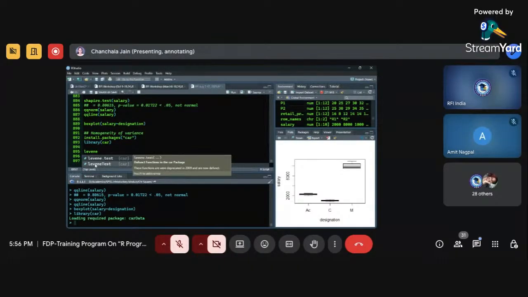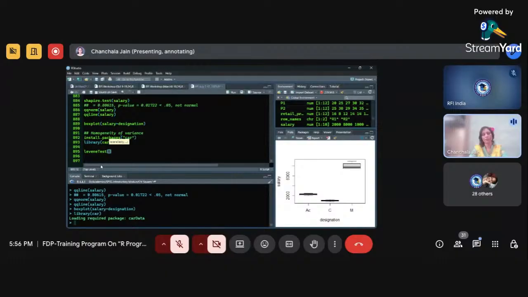So here I'm selecting the leveneTest function and passing the name of the variable.